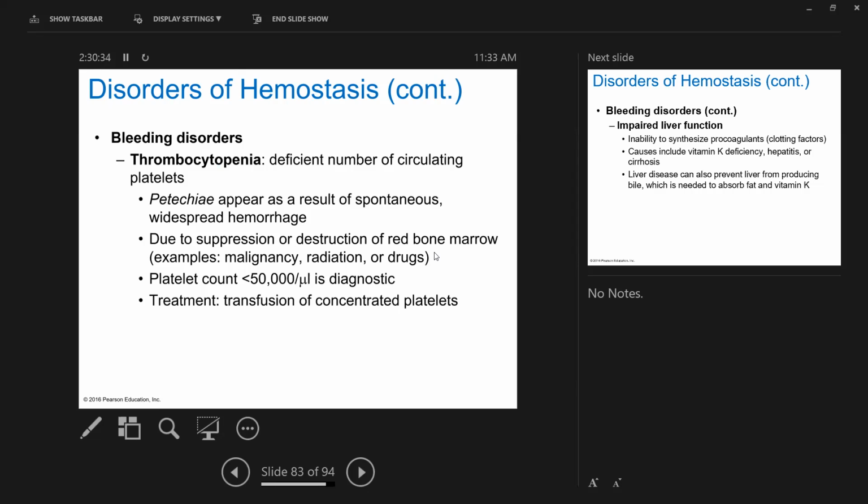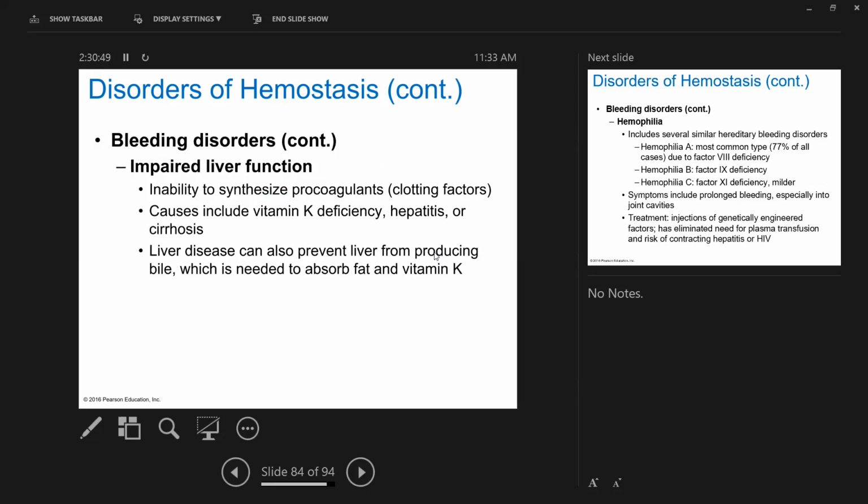What it tells you is the platelet count is somewhere below 50,000. We're supposed to have between 350 and 500,000 or more platelets. Less than 50,000 means we can't clot properly. We can't form a platelet plug when we need it. Other bleeding disorders. If our liver is damaged, if your patient has liver cancer or cirrhosis of the liver, they can't utilize vitamin K to make the clotting factors.